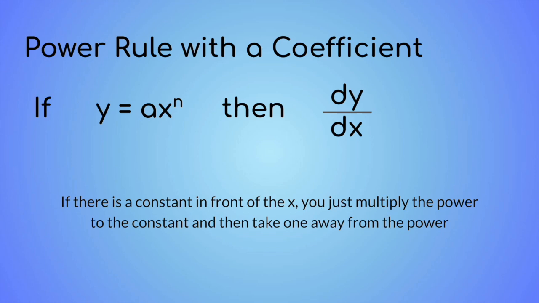Now, what if we have a coefficient in front of our polynomial? Remember, a coefficient means a number that's being multiplied on the front of the polynomial. Like, for example, 3x squared, 3 would be the coefficient of x squared. So if we have y equals a x to the power n, then a is the coefficient. All that we do is bring the power down to the front and multiply it by that coefficient. And then, just as before, we take 1 away from the power. So basically it would be n times a, that would become the new coefficient, and then x to the power of n minus 1.